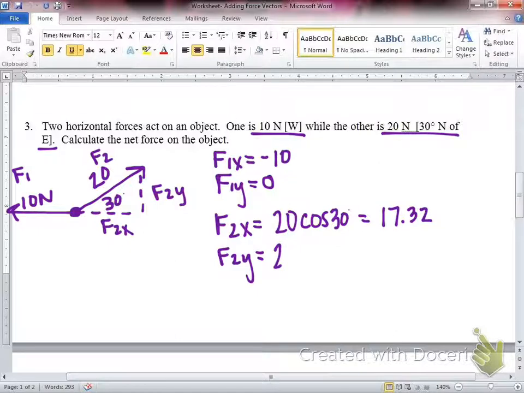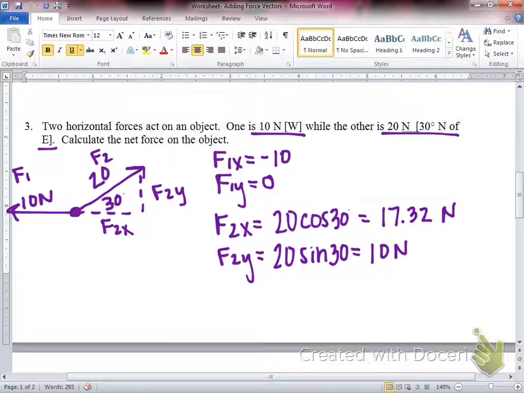For F sub 2y, we'll take our hypotenuse times sine of 30. For F sub 2y, do we have any negative components? F sub 2, are either x or y negative? No, they're both going in the positive direction. Okay, so now we can start looking at our overall net force in the horizontal direction.